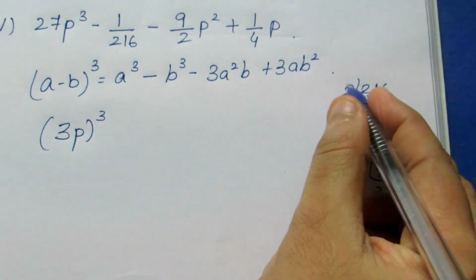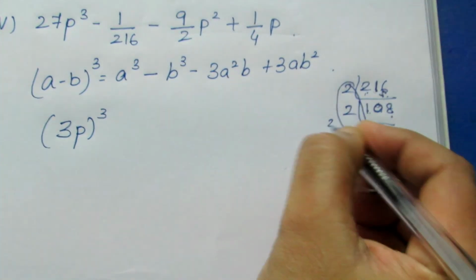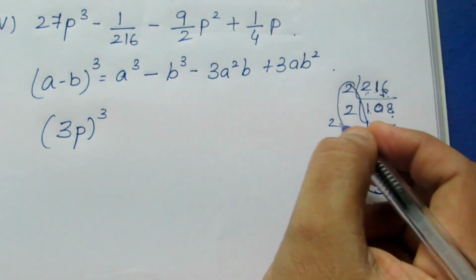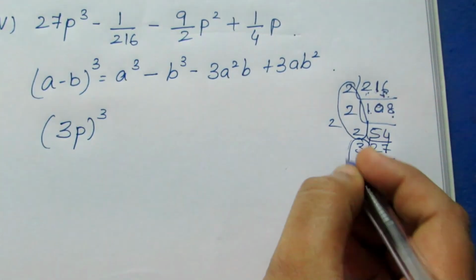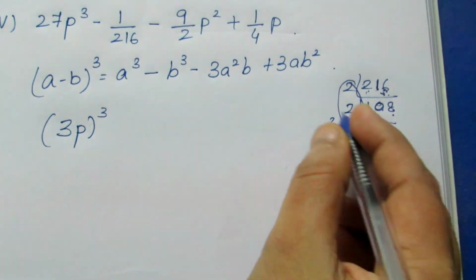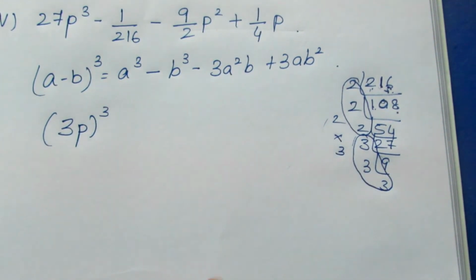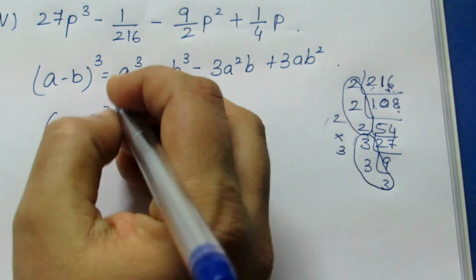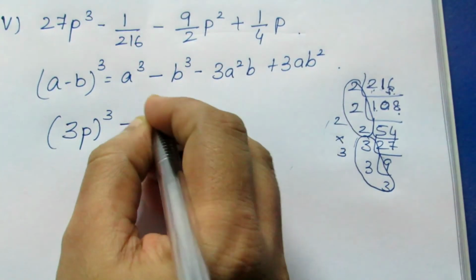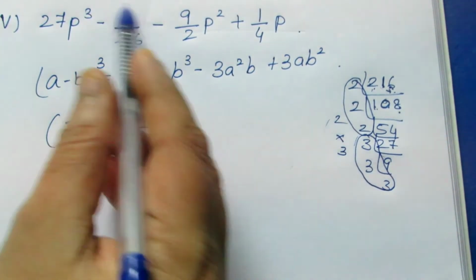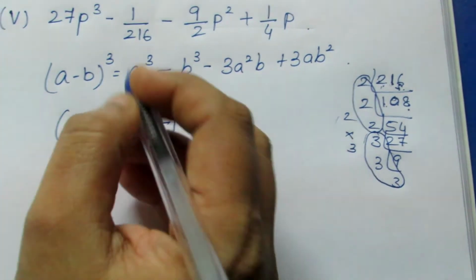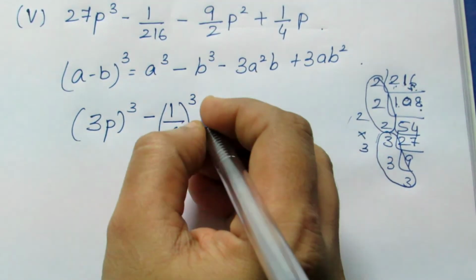Taking the cube root, if there are three 2s, one 2 will come out. If there are three 3s, one 3 will come out. So the cube root of 216 is multiplying these, which is nothing but 6. So here 1 by 6 the whole cube. For taking the cube root of 1, we will have the answer 1. So no problem with taking the cube root of 1. You can write 1 as it is.